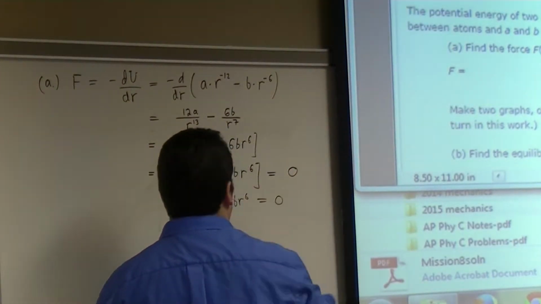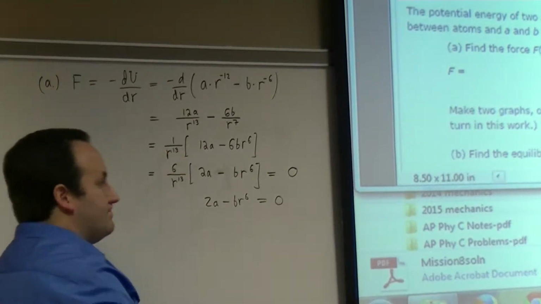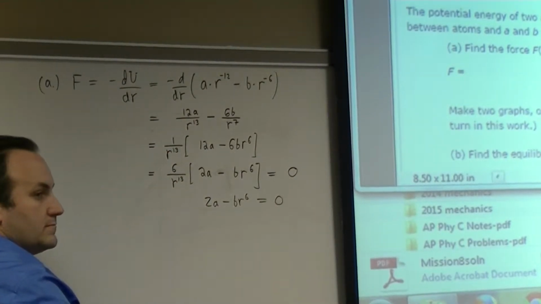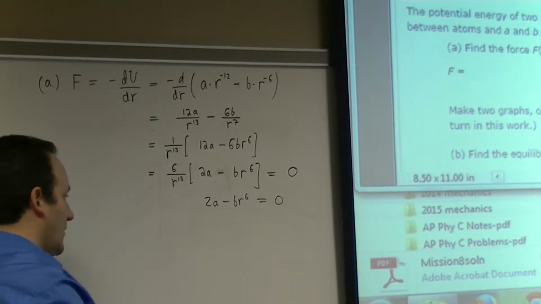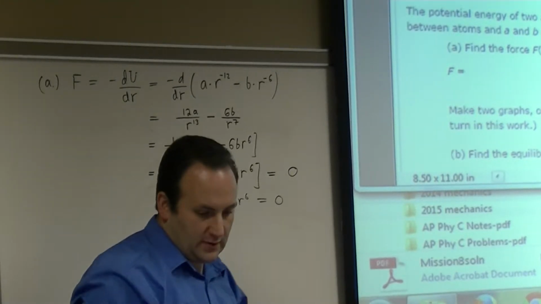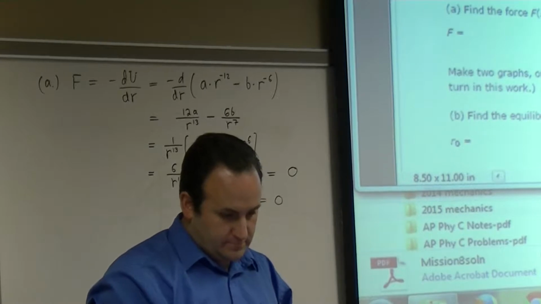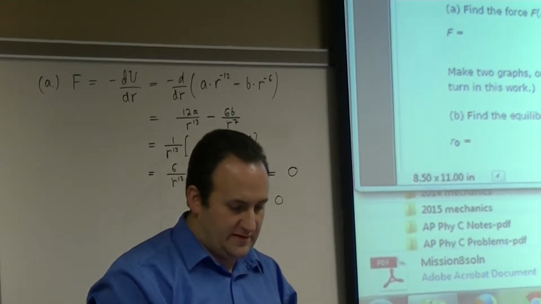So you can solve for r, right? Yeah. 2a over b. Right, exactly. Which is what he has there, yeah, r to the 6th equals 2a over b.